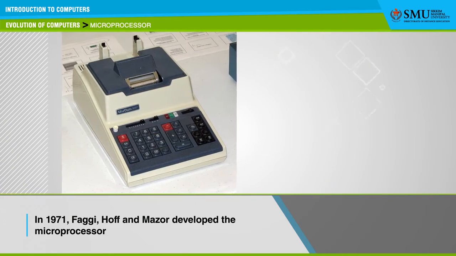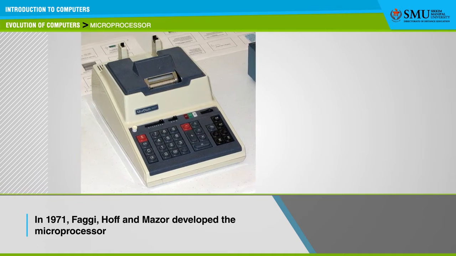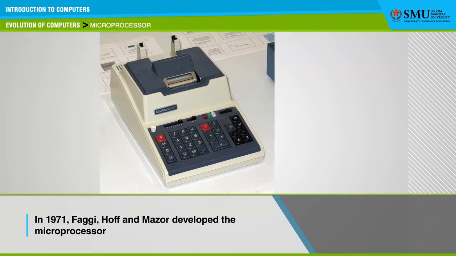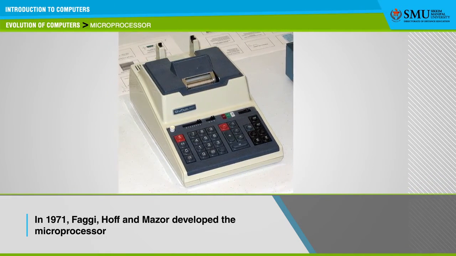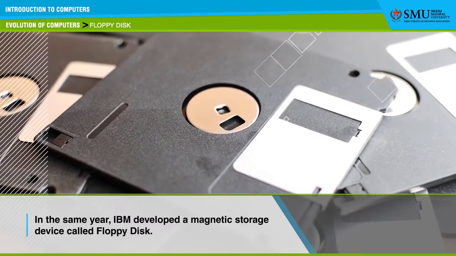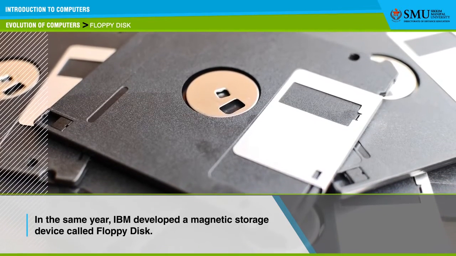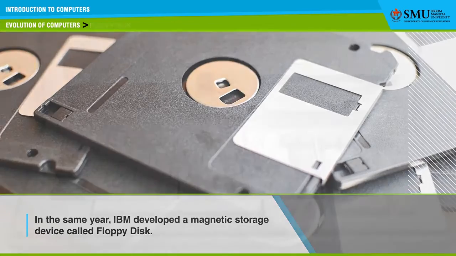In 1971, Faggy, Hoff, and Maser developed the microprocessor based on an idea proposed by a Japanese company, Busicom, to make a single chip for their calculator. In the same year, IBM developed a magnetic storage device called Floppy Disk. It was nicknamed as Floppy to denote flexibility.